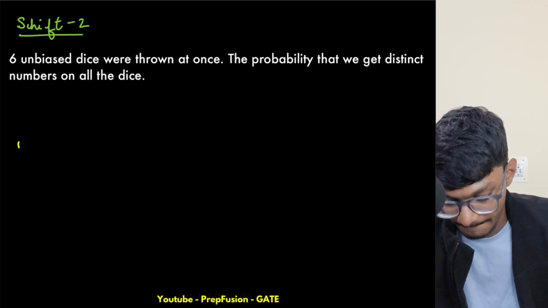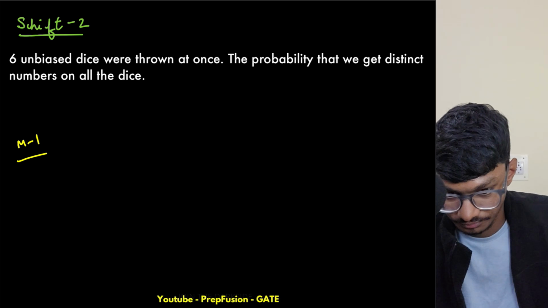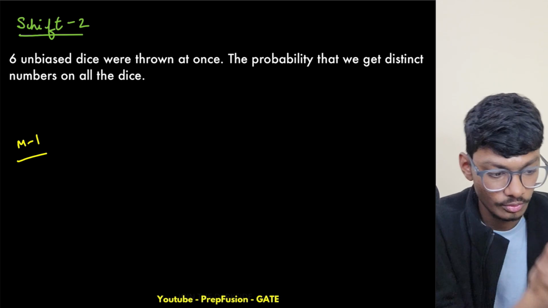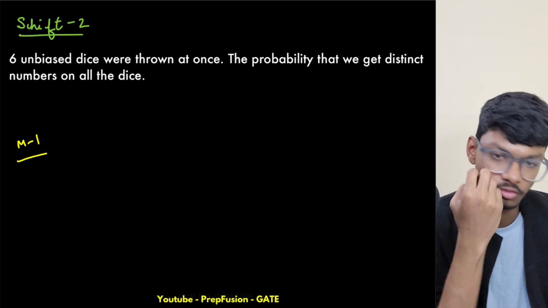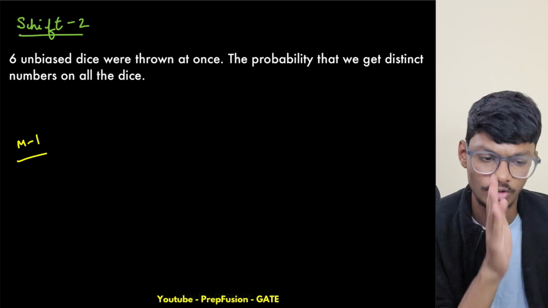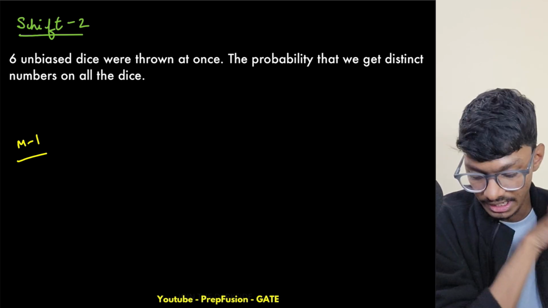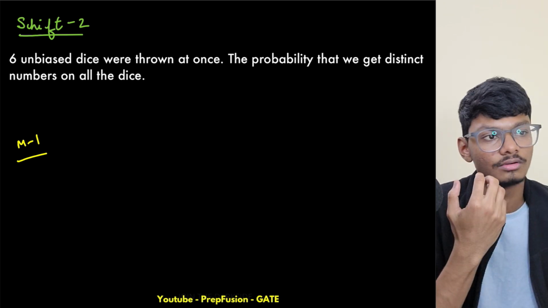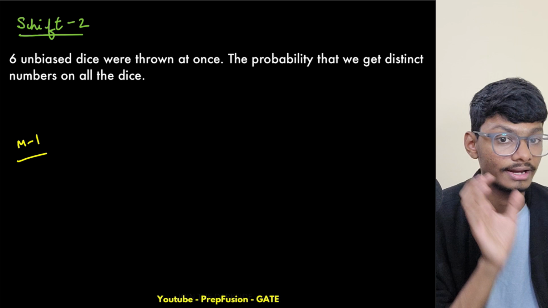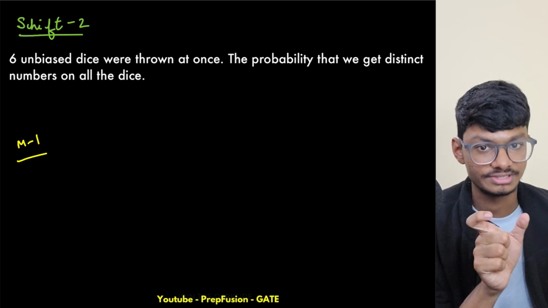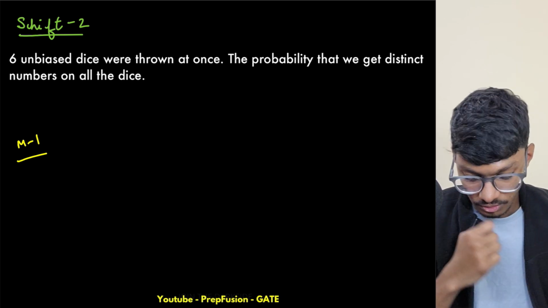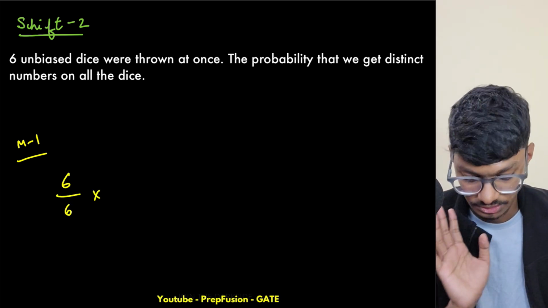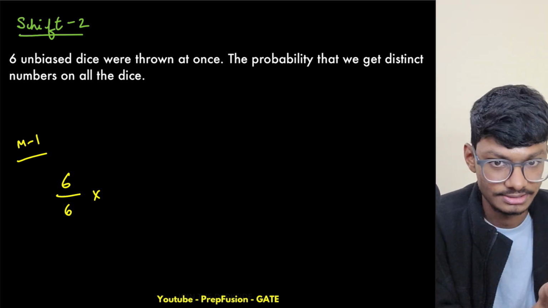First method is very simple. Method 1, simply you need distinct numbers. So you are throwing 6 dice, okay, if you throw them all at once or one by one, it doesn't matter, because they are unbiased and independent from each other. So now let's say I throw 1 dice. Now I can get any number, do I have any restriction? No, I can get any number, so I can get 6 outcomes out of those 6 outcomes, okay, I have no issues with this. Then I throw the second dice.